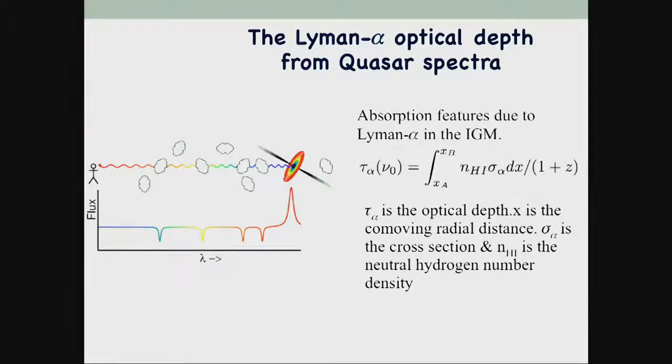So the CMB was one of the big constraints, which unfortunately became weaker and weaker with time, as I mentioned yesterday. Today I'll talk about something that has become stronger and stronger in time, which is the Lyman alpha forest.